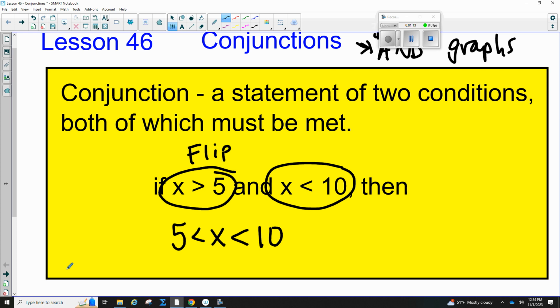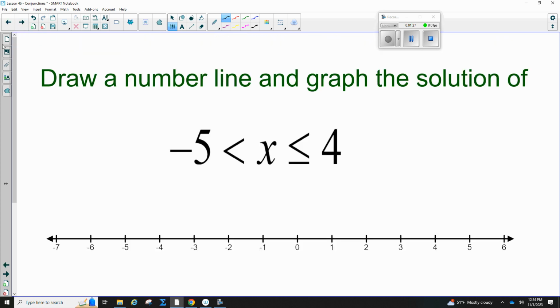So this is how we typically write a conjunction. And this says 5 is less than X is less than 10, which means X has to be in between 5 and 10, okay? X has to be some number in between 5 and 10. So draw a number line and graph the solution.